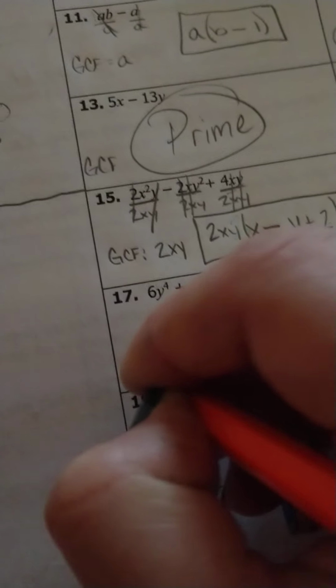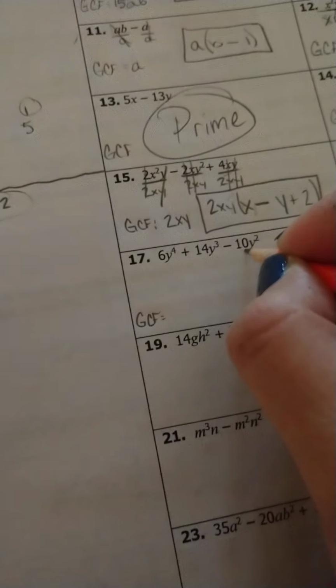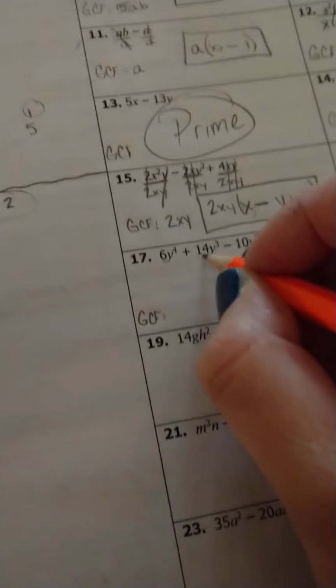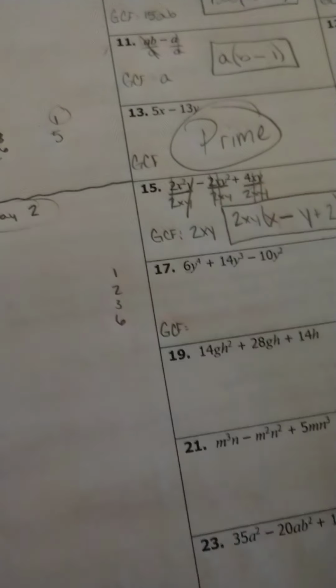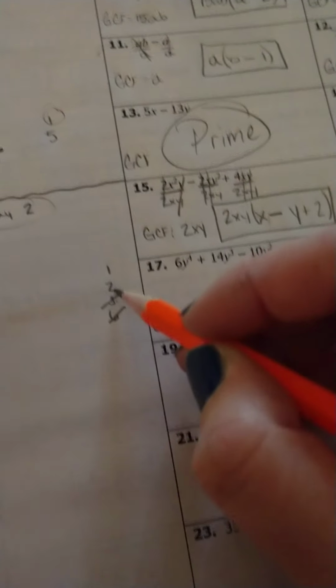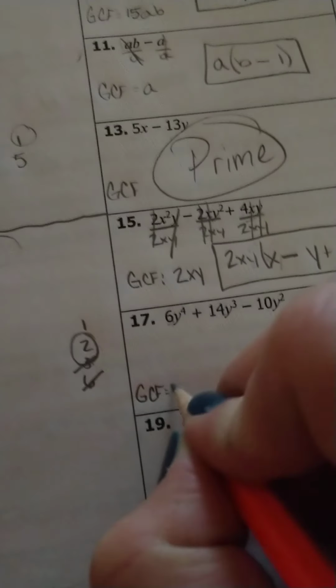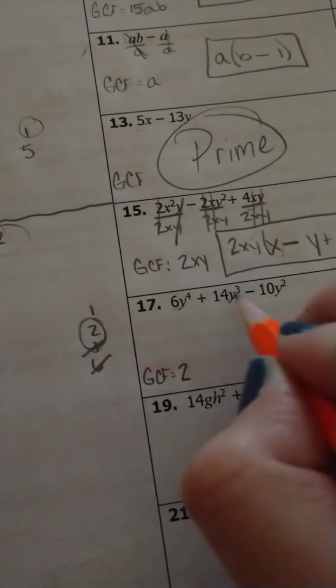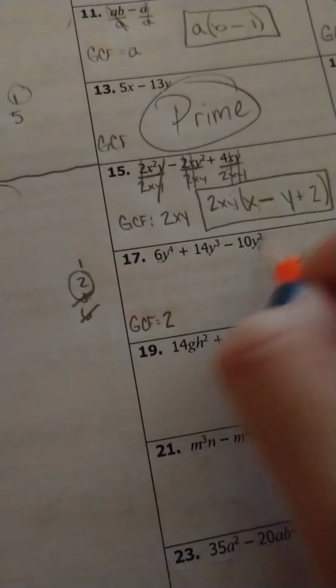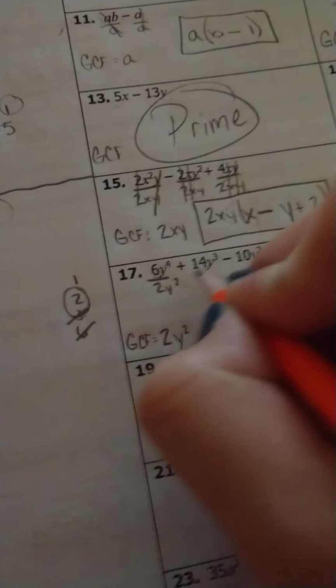Number 17, GCF, 6, 14, 10. Your smallest number is 6. Does 6 go into 14? No, it does not. So your factors of 6 are 1, 2, 3, and 6. We know 6 is not it. Does 3 go into 14? No. Does 2? Yes. So 2 goes into 6, 14, and 10. So our GCF is 2. I've got y to the 4th, y cubed, y squared. Which of those is the smallest? Y squared. So I'm going to divide everything by a 2y squared.